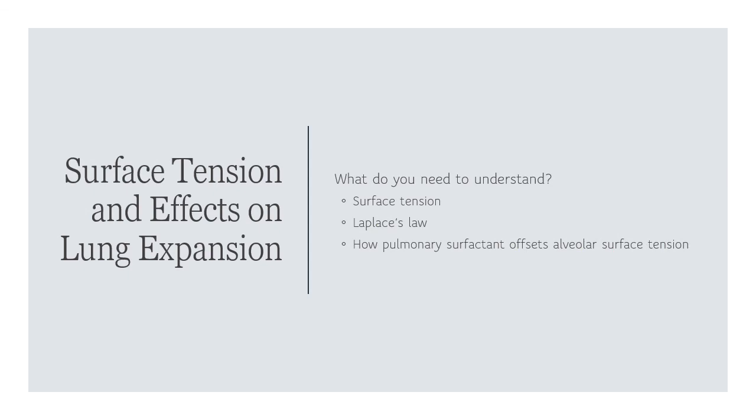In addition to the elastic properties of the lung, the fluid, mostly water, that lines the inner surface of an alveoli can profoundly resist lung expansion. To understand just how the liquid coating the intraalveolar surface can affect lung expansion, an understanding of surface tension, the law of Laplace, and how pulmonary surfactant offsets alveolar surface tension is needed.